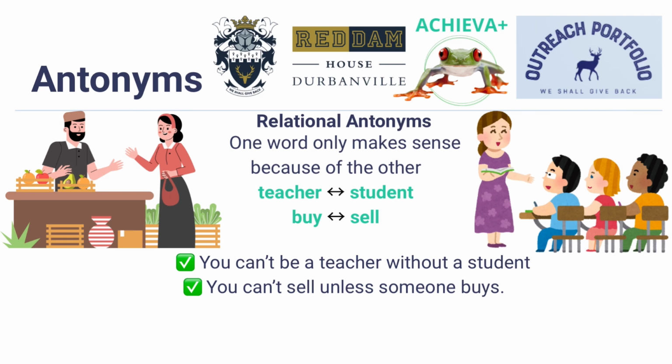What about the third category, relational antonyms? One word only makes sense because of the other one and because the other one exists. Teacher versus student. Buy versus sell. You can't be a teacher without a student, and you can't sell something unless someone buys it from you.